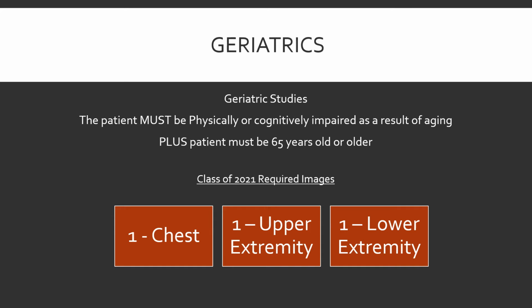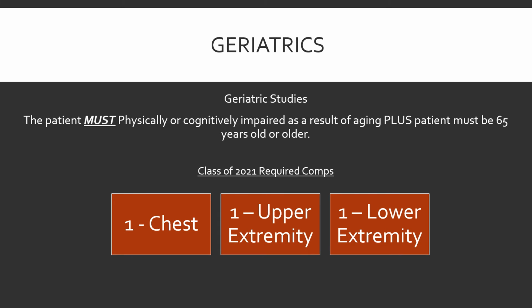Geriatrics. Geriatric studies. The patient must be physically or cognitively impaired as a result of aging. Plus, the patient must be 65 years or older. The class of 2021 required images are 1 chest routine, 1 upper extremity, and 1 lower extremity.